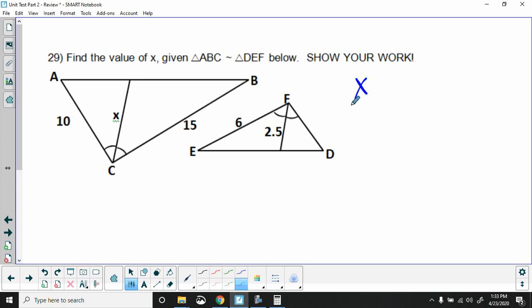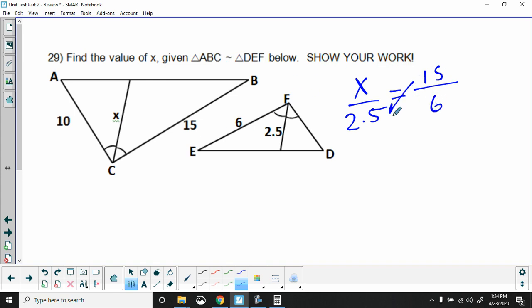Set up some proportions. X is the angle bisector of this one. So 2.5 over here. Pick another one from this triangle. You got to be careful. This one doesn't have a length over here for FD. So probably going to have to pick CB, which is 15, just to make sure. CB, last two, EF, last two, good. Picked it right.